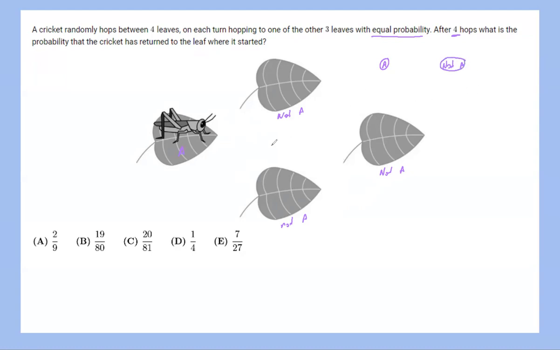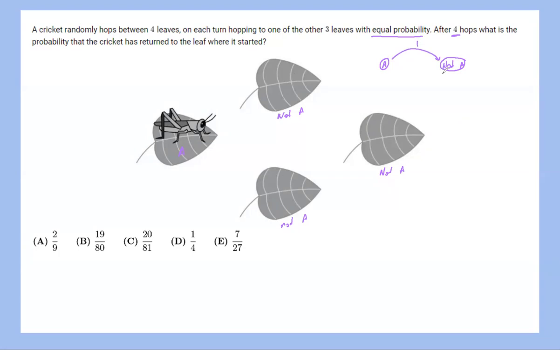So how is this going to look? When we start on this leaf, there is no choice other than going to one of those three not-A states, which means we have a 100% probability of ending up at one of these three not-A states. So the probability will be 100%, which is 1. But if we are in one of these three not-A states, then you may just go back to A, or you can go to one of the other two leaves that is not A.